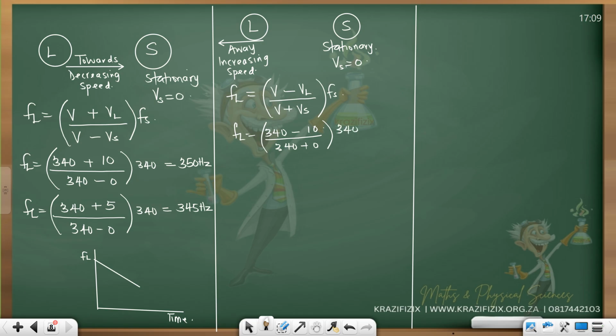What's your answer here? My answer is 330 hertz. But check. If I then increase the speed, so I'm just moving away from the accident scene, and then I increase my speed to 40. From 10, my speed has now increased to 40. 340 plus 0, and I'm using 340 as my frequency there just to make things easy. What do you notice? My answer will be what? 300.